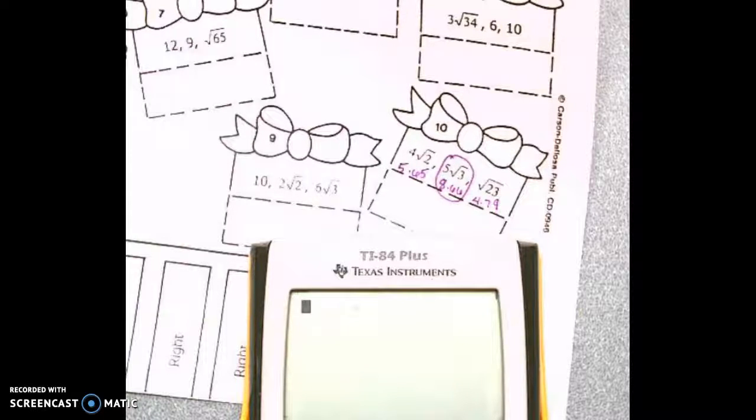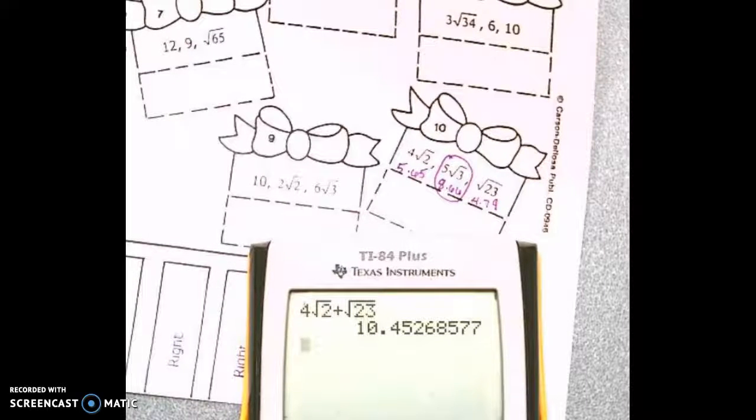So I'm going to add my 4 square root 2, get out of the square root sign, make sure you're using that arrow key to do that, plus my square root 23, get out of the square root sign. That side of the equation would be the 10.45. If I look at my 5 square root 3, I already know that that's 8.66. So I've got 10 versus 8.